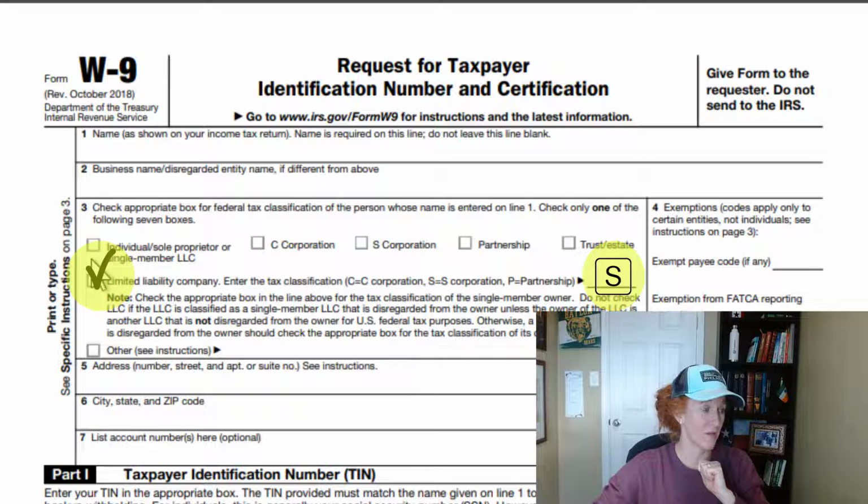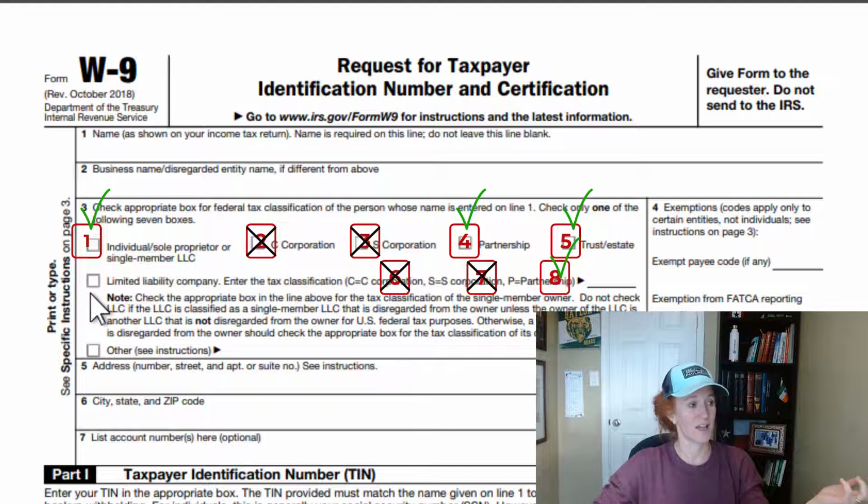And so I fill out my W-9 with a check here in this box, and I write an S here. And that means my clients do not need to issue me 1099s. No one who pays me needs to issue me 1099s because of my tax status.